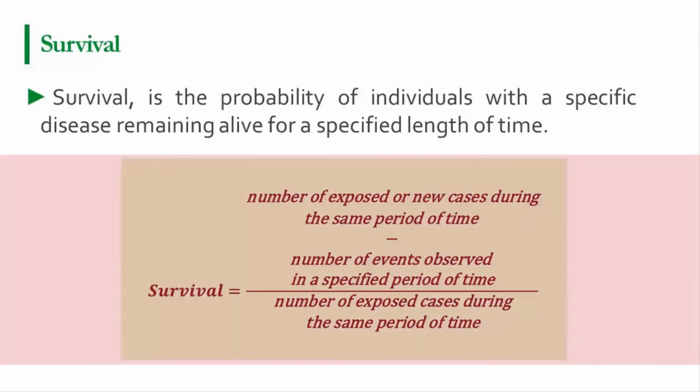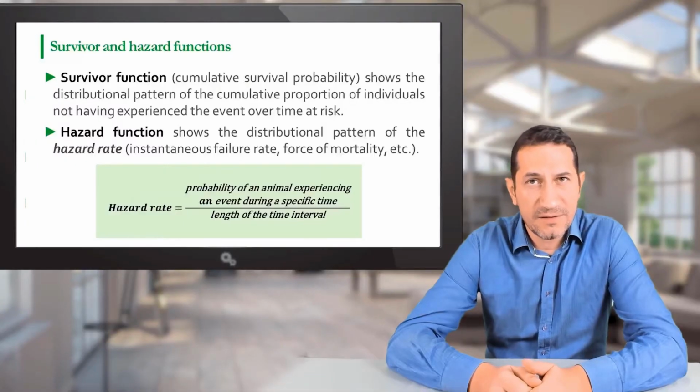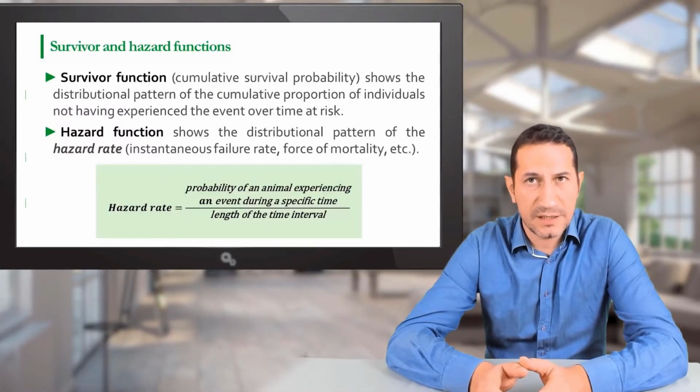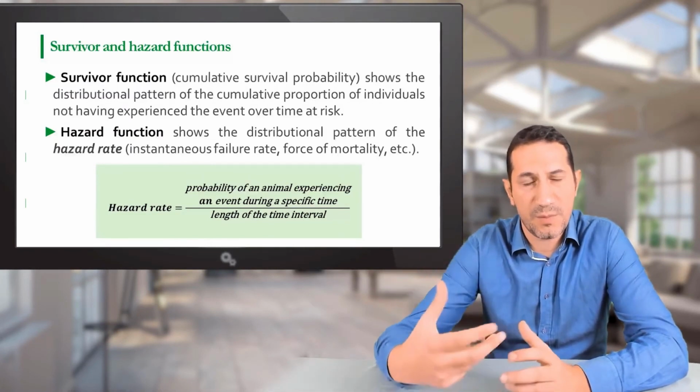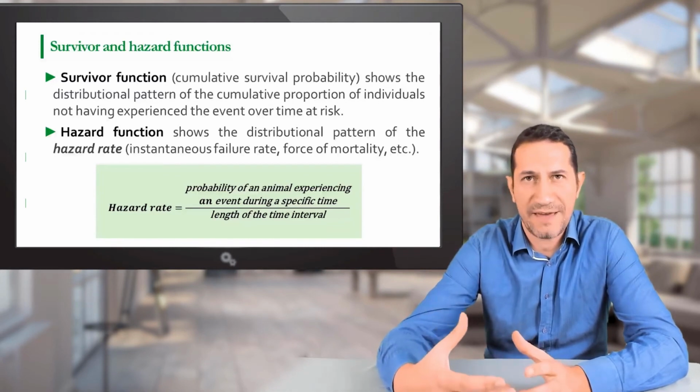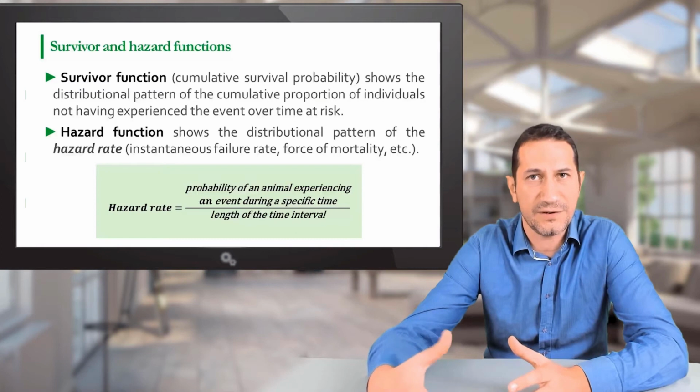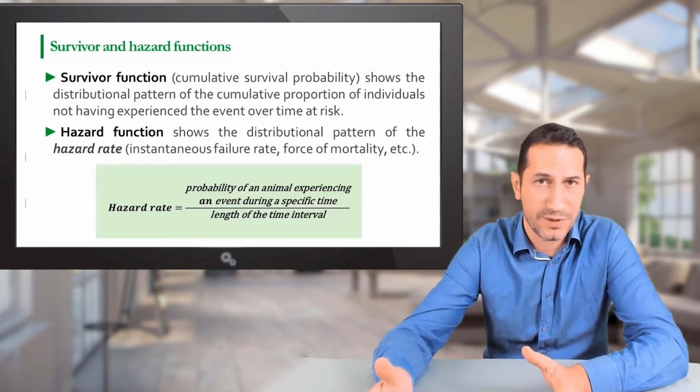The formula to calculate the survival is the number of exposed or new cases during a period of time, minus the number of events observed in that specified period of time, over the number of exposed or new cases during the same period of time. The survival function is the cumulative survival probability, and it shows the distribution of the cumulative proportion of individuals not having experienced the event of interest over the time at risk, so during the period of study.